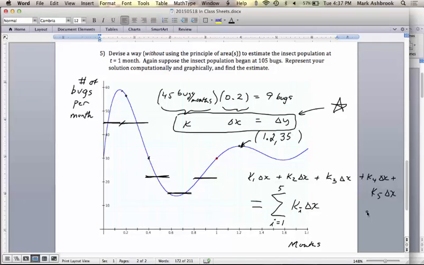So we're going to sum up the change in the first interval plus the same change in the second interval. So this, what I just wrote here, is exactly the same as what we wrote up here. Sum up all the changes in the number of bugs to get a total estimate of the increase in bugs in the first 1 month. So what is this? This is Greek sigma, right? Greek sigma. Sum.